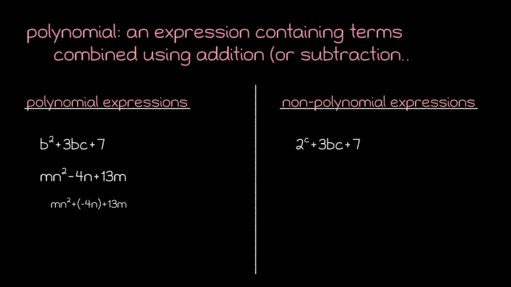But if 2 terms are joined with subtraction, we still generally think of this as adding the negation of the second term. For example, if we were asked to list out the terms in this polynomial, we would say that the terms are mn squared, negative 4n, and 13m. Additionally, the coefficient of our second term here would be negative 4, not positive 4.